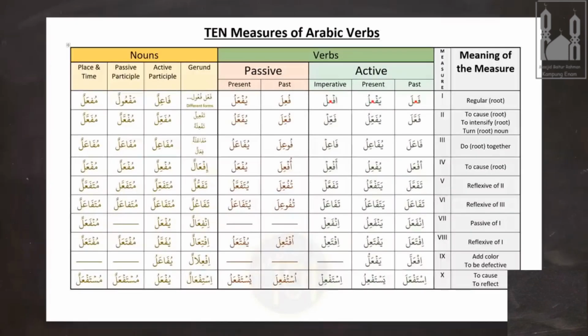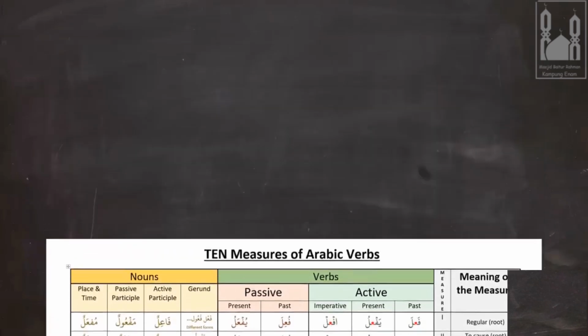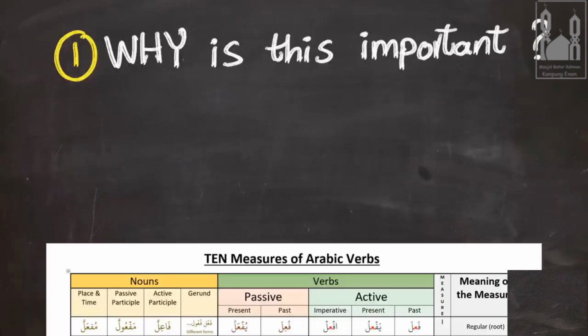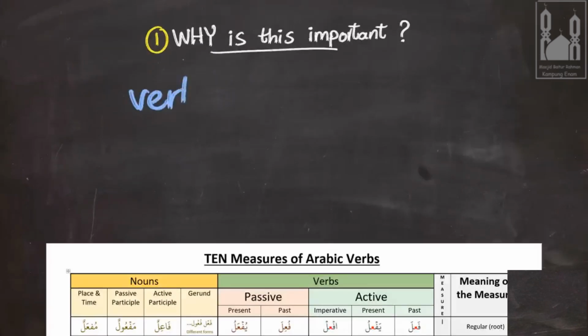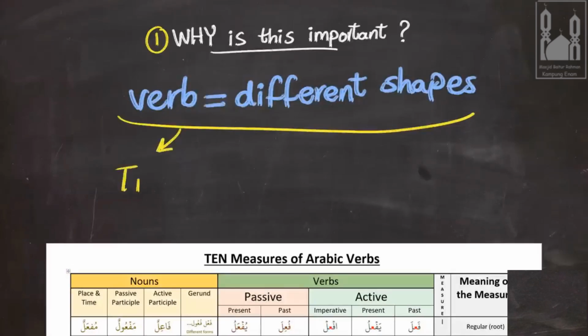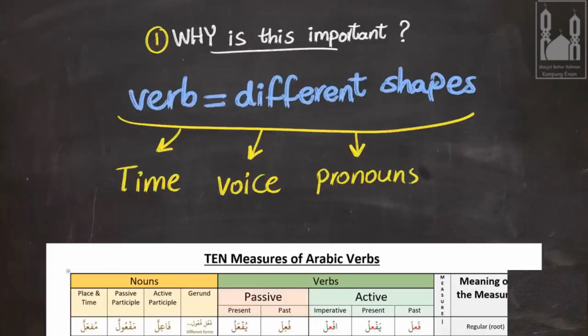So the most important thing is that you keep using it and applying the knowledge that you acquire as you go. I'm going to start by answering the most important questions that you might be thinking about now after seeing this table. First, why is this table important? Well, a single verb in Arabic can come in different shapes and forms, depending on the time, the voice, and which pronoun is used with it, and many other factors.